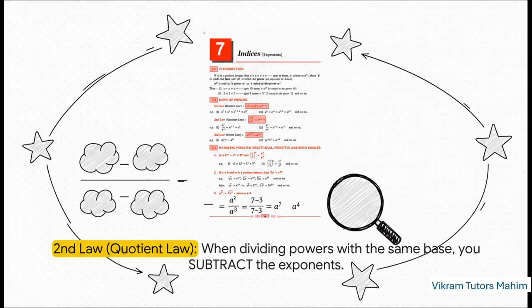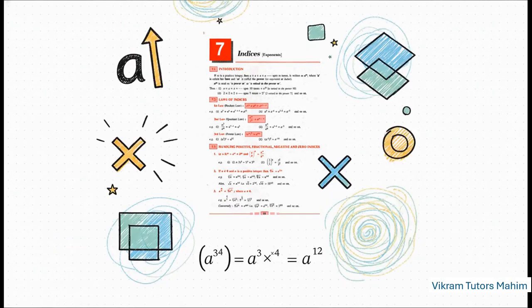Next up, the quotient law, which is pretty much the exact opposite. When you're dividing terms with the same base, you just subtract the exponents. So a to the 7th divided by a cubed becomes a to the power of 7 minus 3, which leaves us with a to the 4th. Makes sense, right?